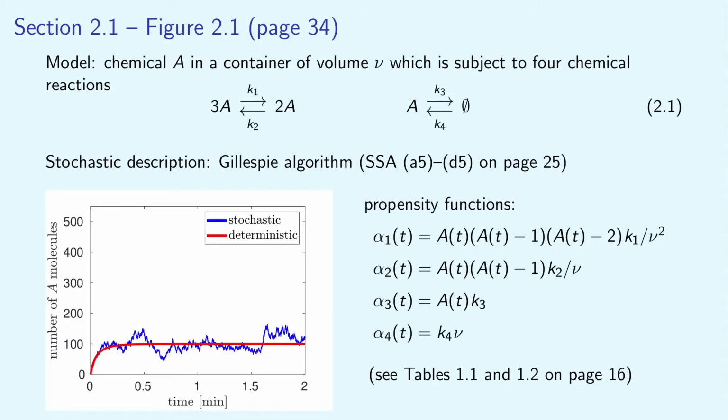Having specified the propensity functions, we can apply the Gillespie algorithm. Starting with no molecules in the system at time 0, one realization of the Gillespie algorithm is plotted here as the blue line.